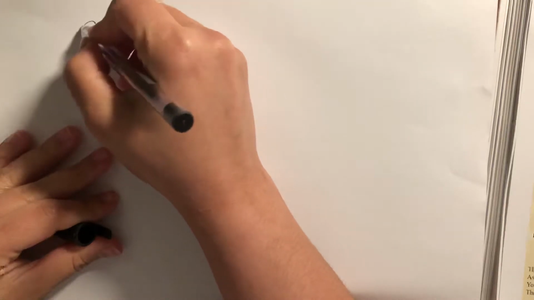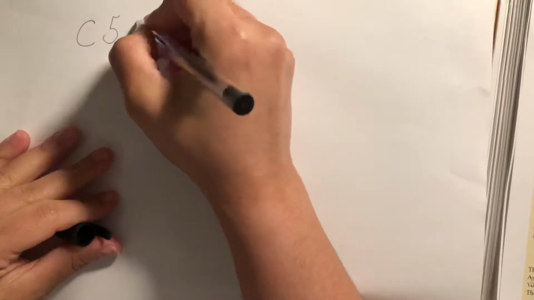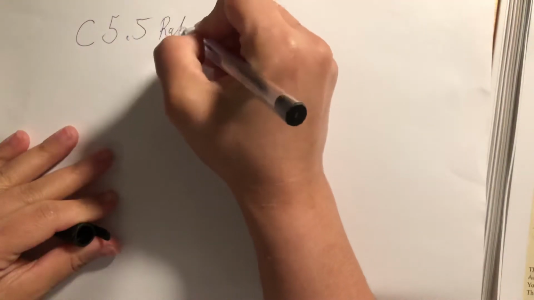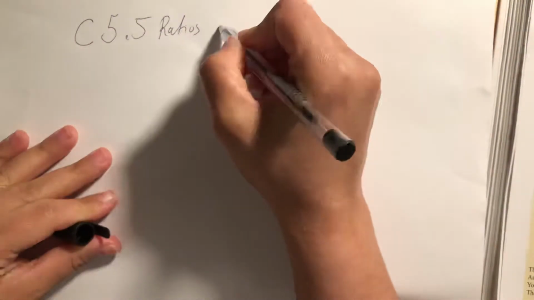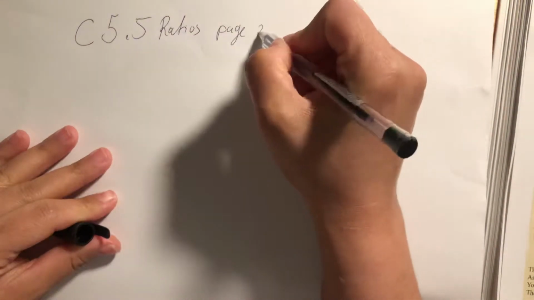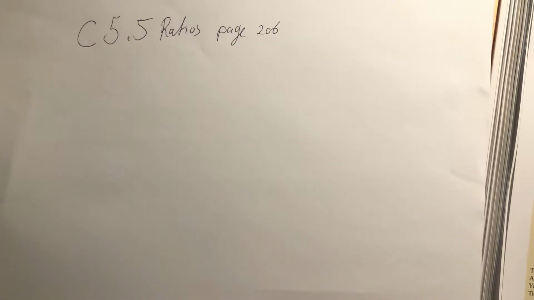So we arrived at the final section of chapter 5. This video will be about chapter 5.5, ratios. If you open up your book on page 206, you will find theory. A lot of text. So let's just go through it and let's talk about it, okay?